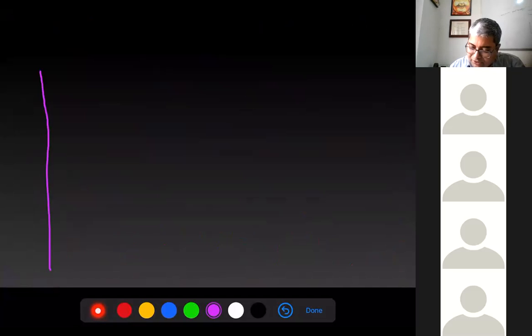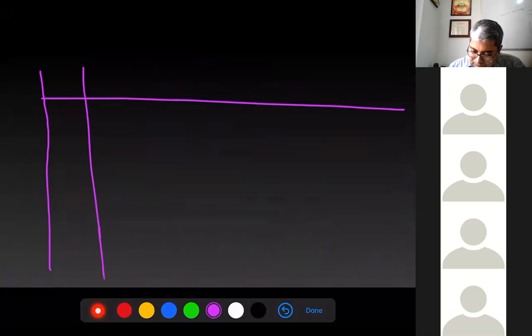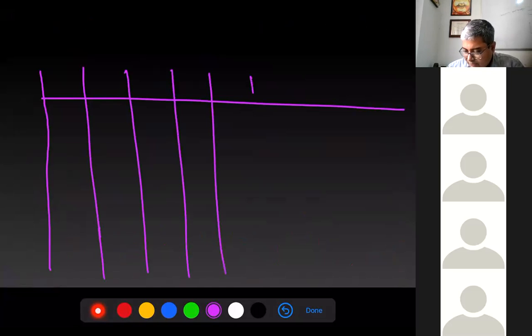Now in case of phase shifting, let us take the digital bits again. What is my digital bits? So 1 0 1 1 0 0.